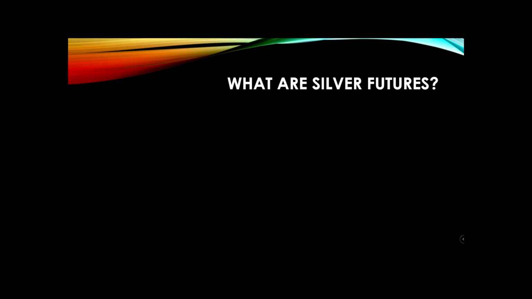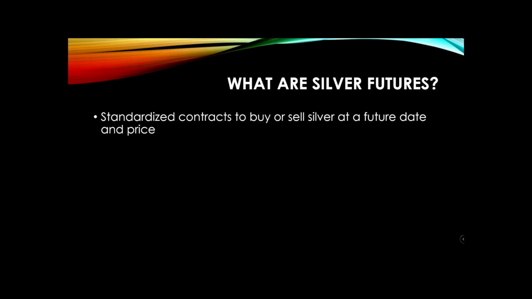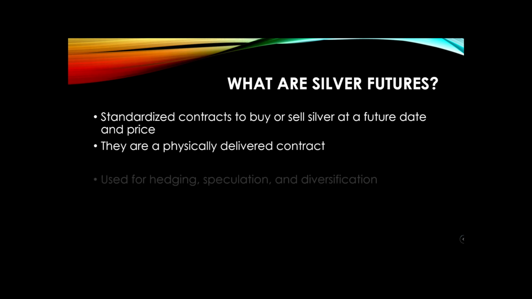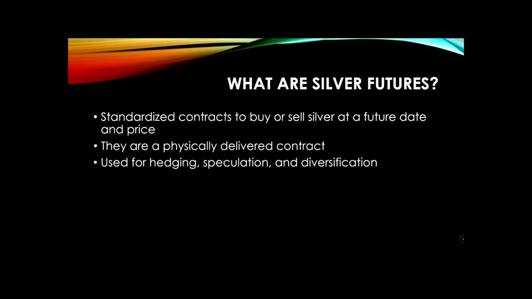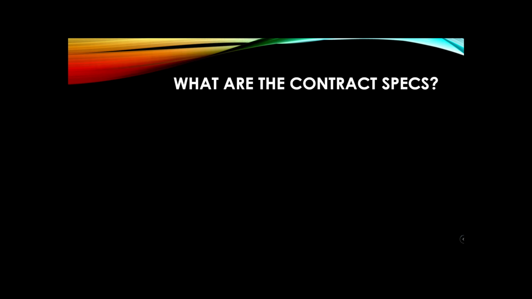What are silver futures? Silver futures are standardized contracts that allow you to buy or sell silver at a future date and price. They are a physically delivered contract used for hedging, speculation, as well as diversification. They trade on the COMEX, which is part of the CME Group, MCX, which is in India, and the TOCOM, which is in Japan.